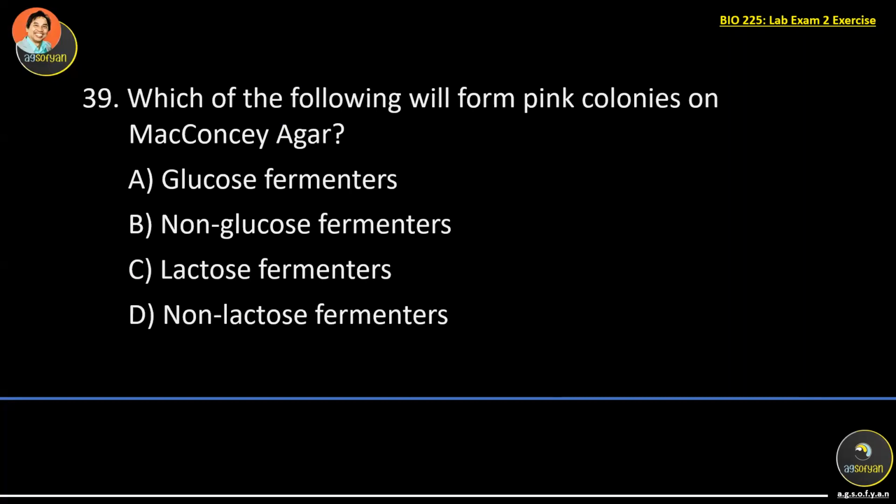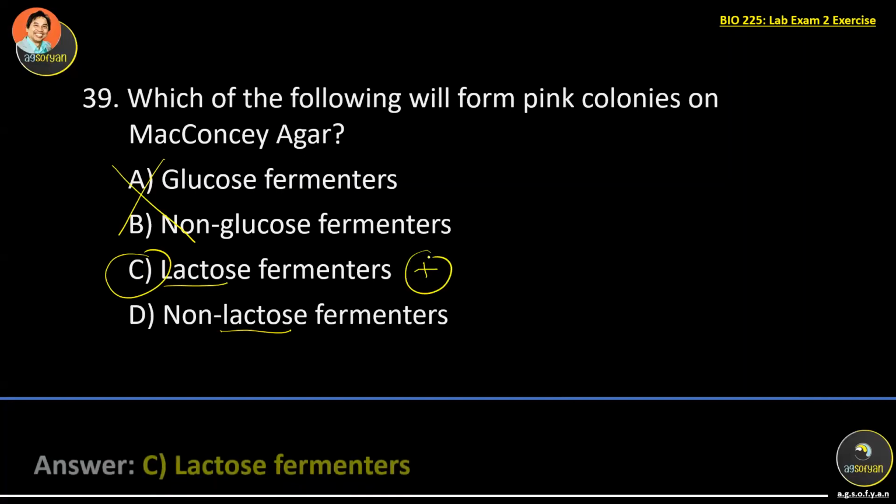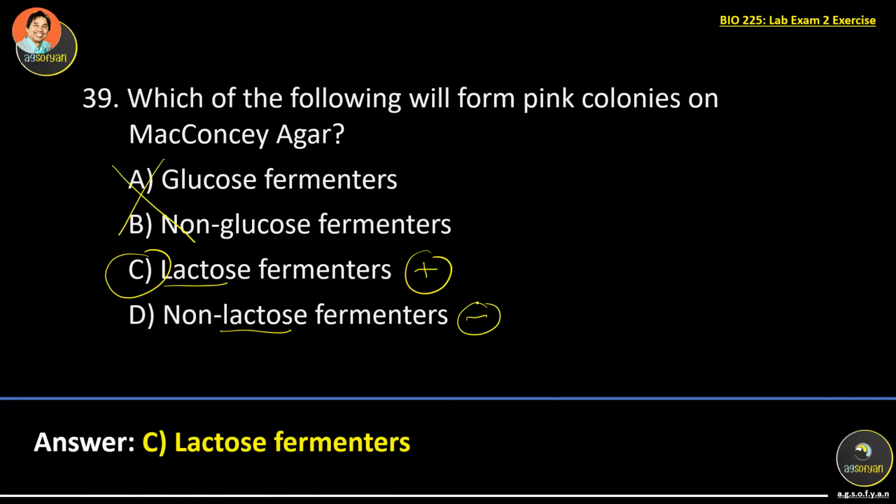Which of the following will form pink colonies on MacConkey agar? A, B, C, or D? Remember, MacConkey is for lactose, so look for the lactose. It's not glucose, so this one is not correct. Choices C or D. Remember, the color is changed, so the answer will be positive, which is lactose fermenter. Non-lactose fermenter is negative. The color will not change.